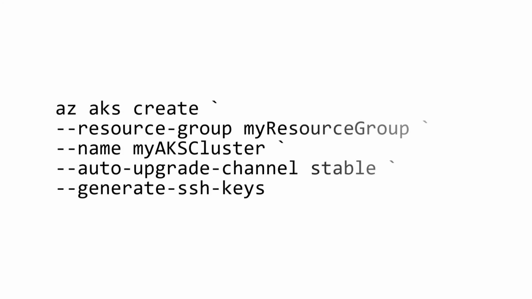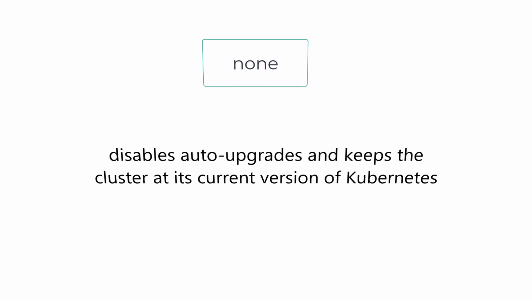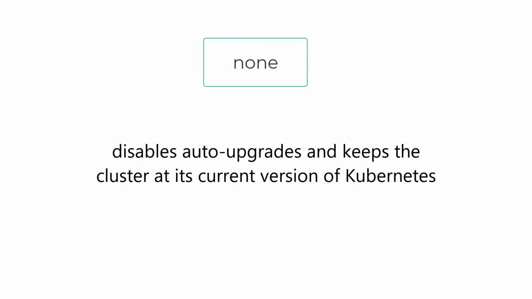In order to enable this on an existing cluster, we run the following command. Here, the value after the auto upgrade channel determines what kind of upgrade would occur in the cluster. I'm pretty much going to go with the description of these values from the docs because it's very self-explanatory. The default value is set to none, which means auto upgrades are disabled.